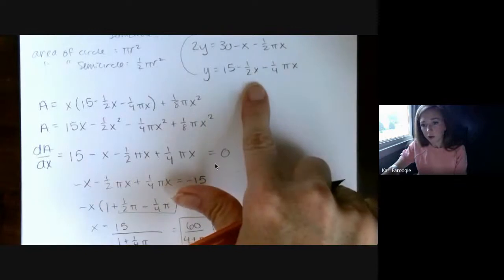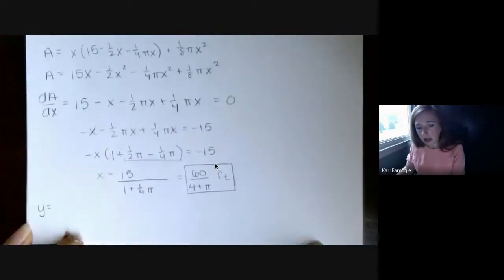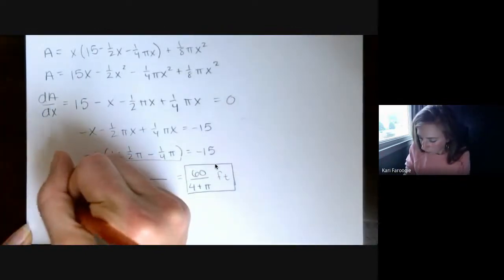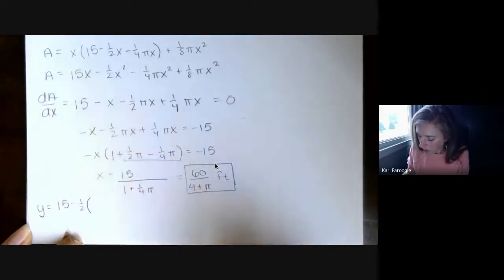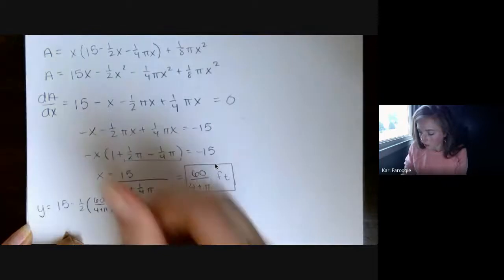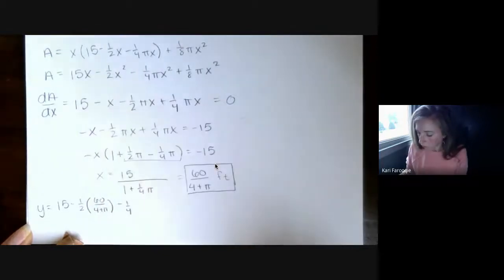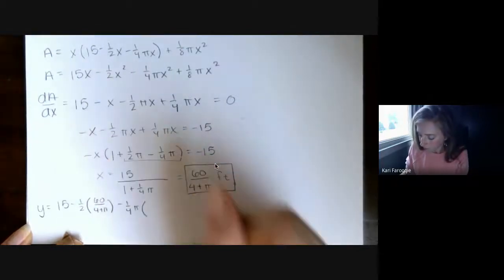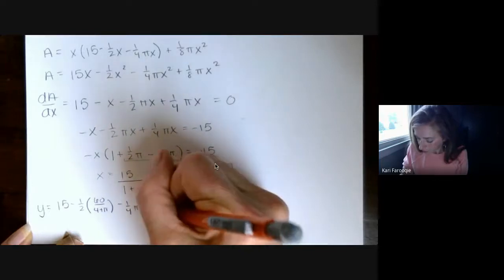Okay. Remember we had y as being 15 minus 1/2 x minus 1/4 pi x. So 15 minus 1/2 x minus 1/4 pi x.